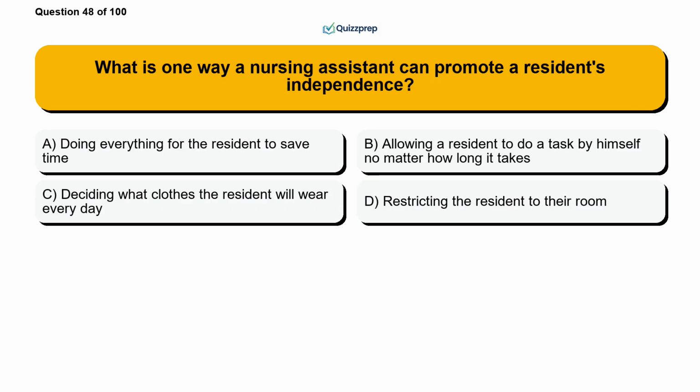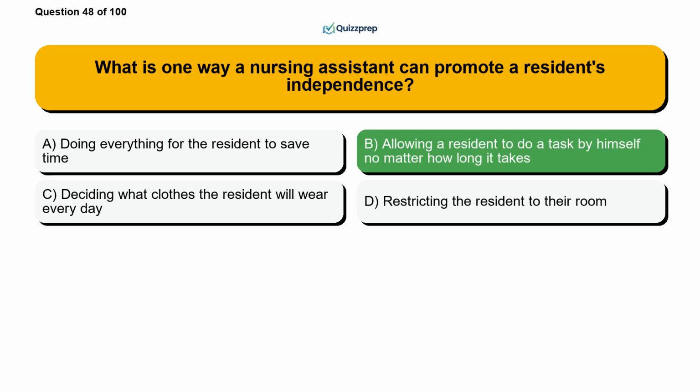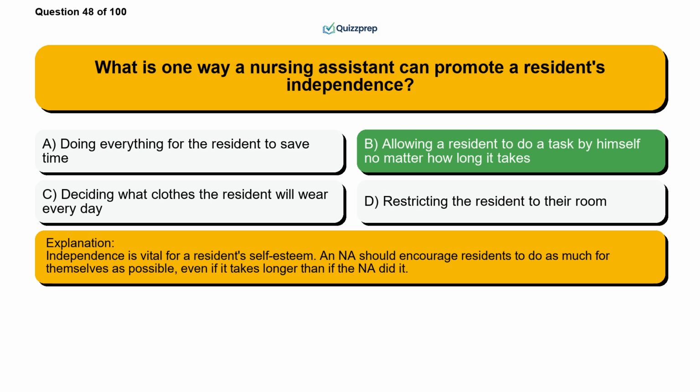Question 48. What is one way a nursing assistant can promote a resident's independence? Option A, doing everything for the resident to save time. Option B, allowing a resident to do a task by himself no matter how long it takes. Option C, deciding what clothes the resident will wear every day. Option D, restricting the resident to their room. The correct answer is option B, allowing a resident to do a task by himself no matter how long it takes. Independence is vital for a resident's self-esteem, and NAs should encourage residents to do as much for themselves as possible, even if it takes longer than if the NA did it.